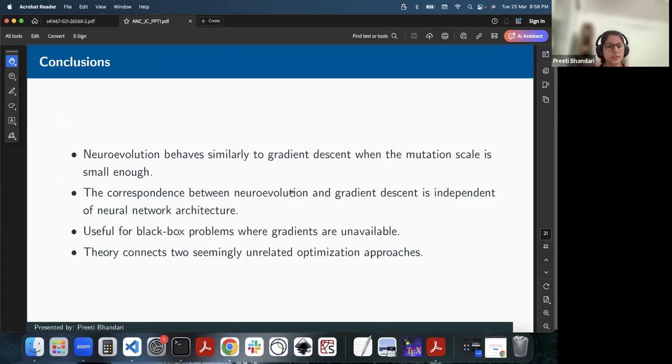So in conclusion, they're saying that neuroevolution behaves similar to gradient descent when your mutation scale is small. So that's important here. As the mutation scale increases, this equivalence also breaks. This correspondence between neuroevolution and gradient descent is independent of the neural structure, and they claim that it can be used for black box problems where gradients are not available. And this theory connects to a seemingly unrelated optimization approach.